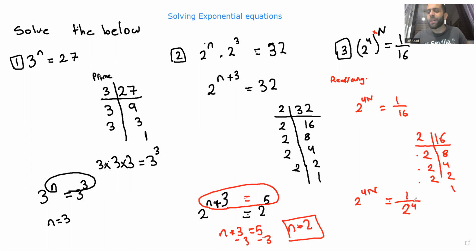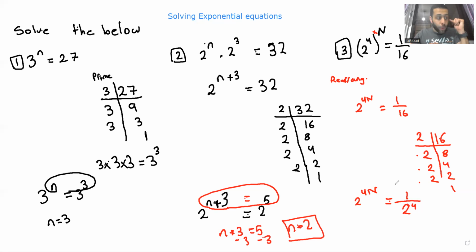Look again, what I did in this step is that I only wrote the 16 in terms of 2. Why did I think of the 2? Because what the question is giving me already is 2 to the power of 4n, and the 16 is only divisible by 2, as a prime number. Great.